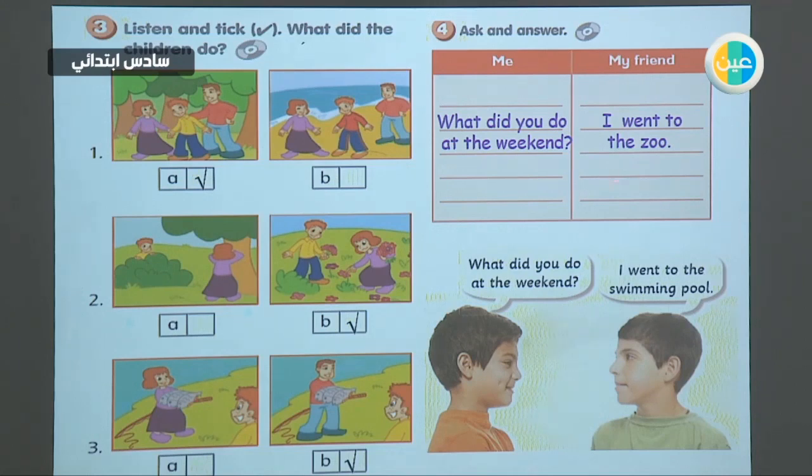You can make sentences starting with the verb I when you talk about yourself and use any of the past verbs, and you continue your sentence so you have a good English sentence. Okay?